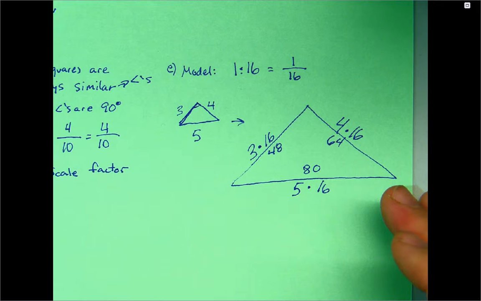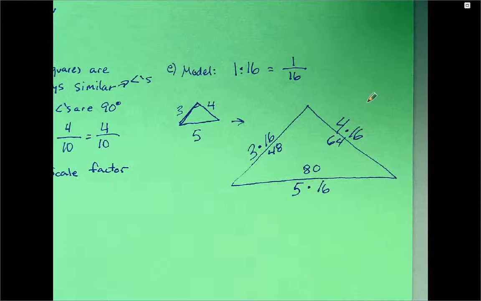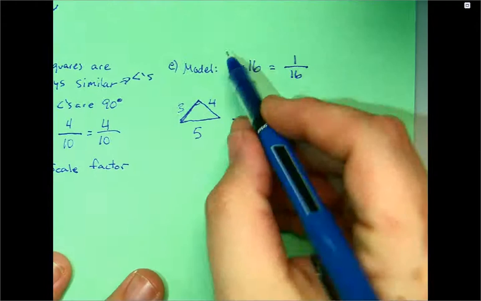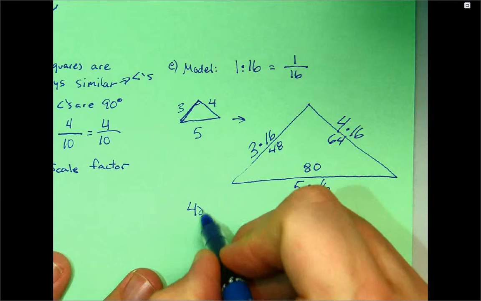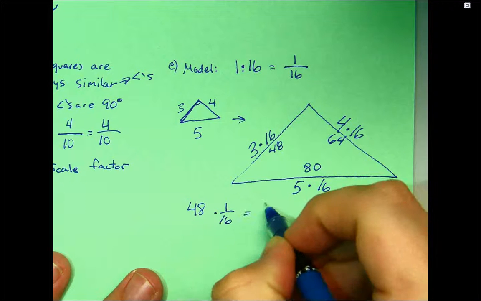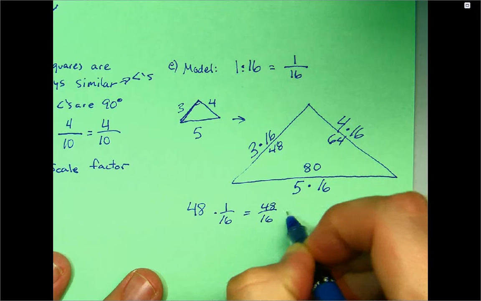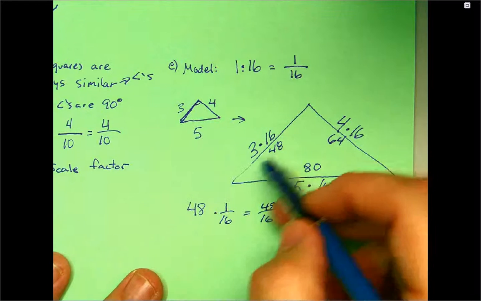So when we're dealing with those scale factors and things like that, now if I know it's 1 to 16, if I had 48, I'd multiply it by 1 over 16, and that 48 over 16 would get me back to 3. And that would get me back to the side that is proportional or similar to the other side.